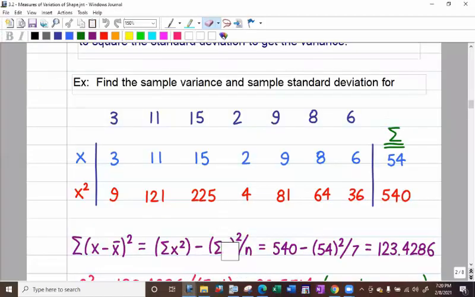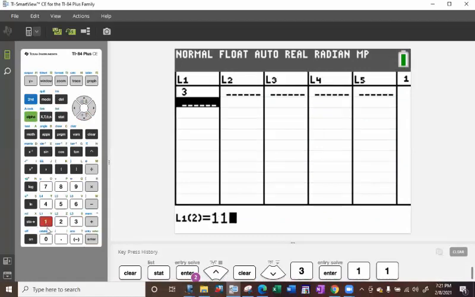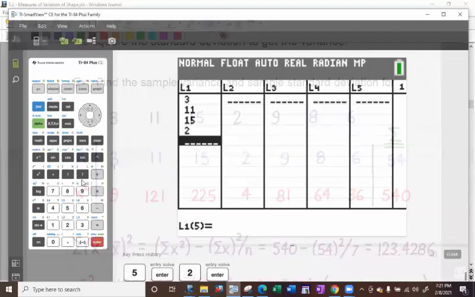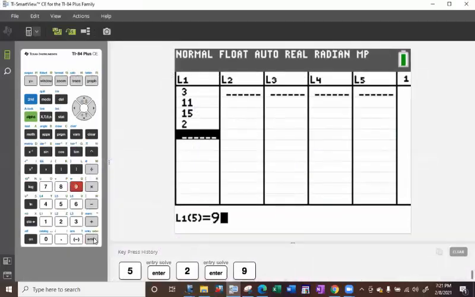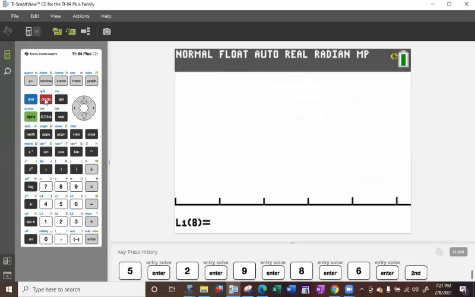All right, 3, 11, 15, 2. Let me memorize these a few at a time. 3, 11, 15, 9, 8, 6. So there they are. So I'm going to go second, quit.